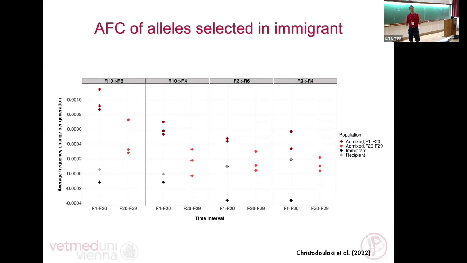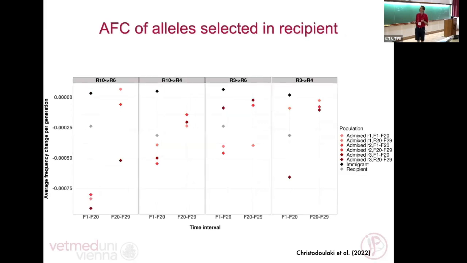It should not be polarized. The effect should not depend on whether they are in the alleles that are selected in the immigrant population or in the recipient one. That's the point. So if you look at the allele frequency change in the recipient population, your expectation would just be the opposite. And this is exactly what we see.